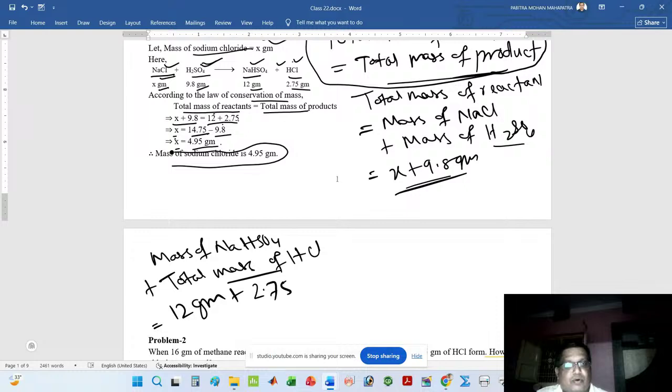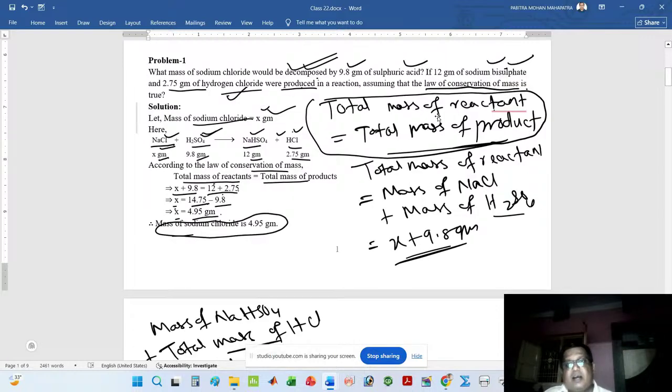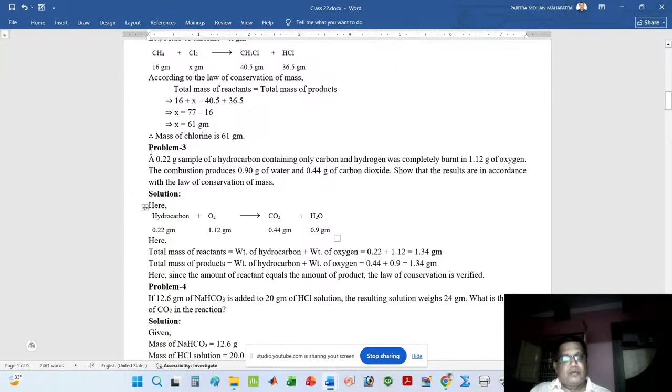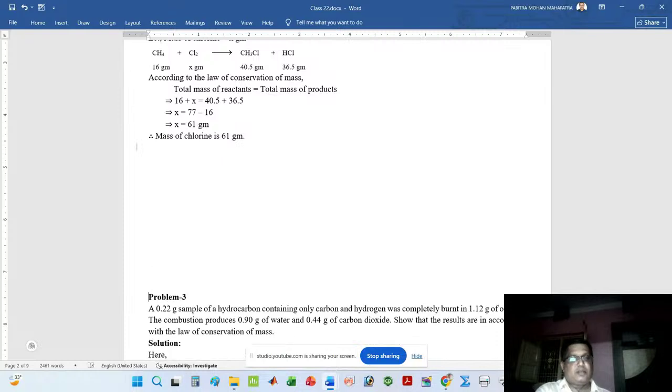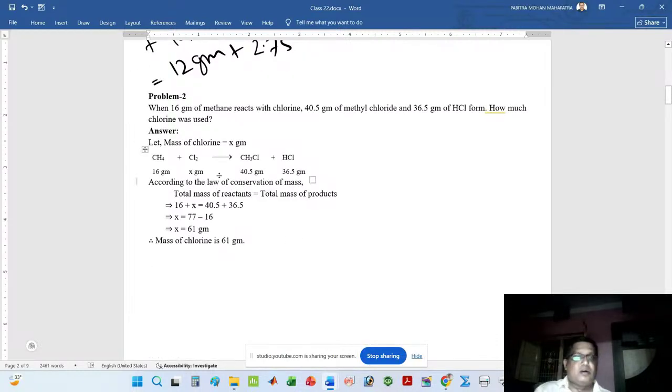That means 4.95 gram of sodium chloride is decomposed by 9.8 gram of sulfuric acid, then 12 gram of sodium bisulfate and 2.75 gram of hydrogen chloride were produced. This is problem number 1. Let's move to problem number 2. It is the same type of problem, just like problem number 1.